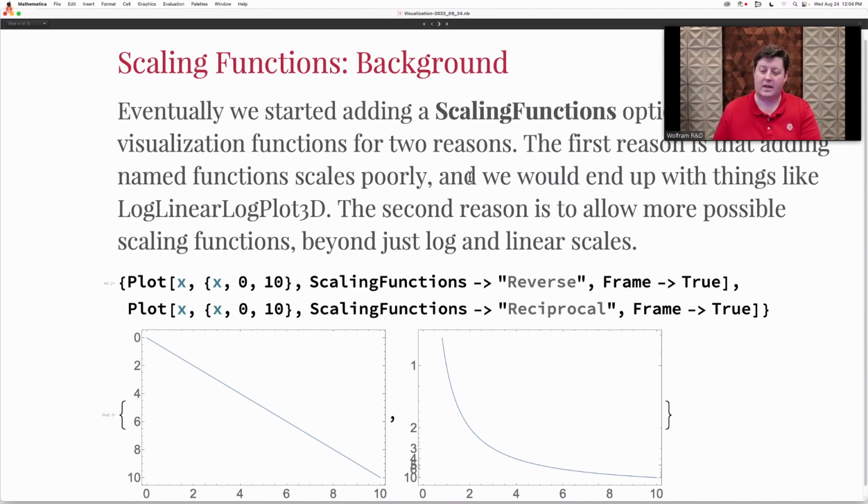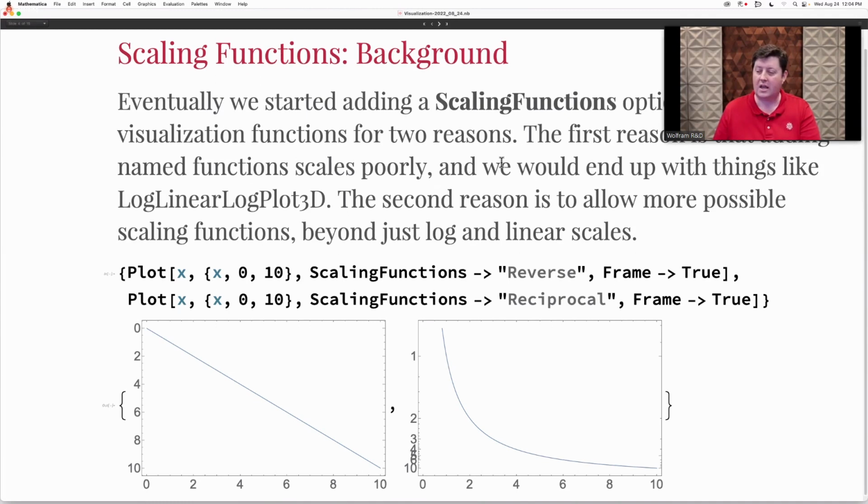And so here we have 2 of the other built-in scaling functions: Reverse, which just runs the axis backwards. So instead of increasing going from left to right or bottom to top, it increases going from top to bottom or right to left. So here we have a reversed y-axis on this plot, and you see 0 at the top, 10 at the bottom.